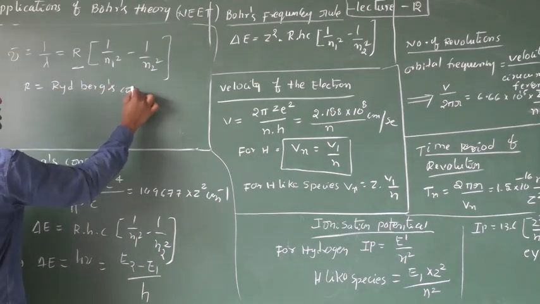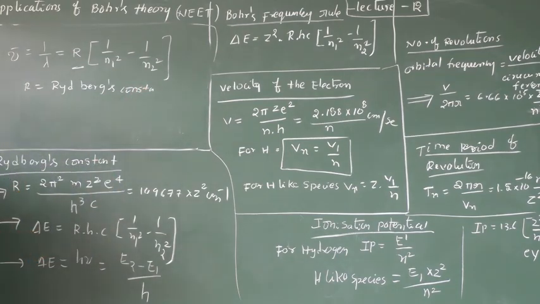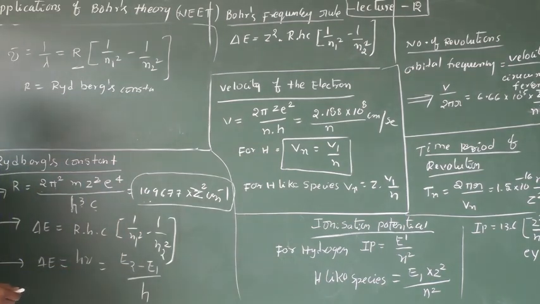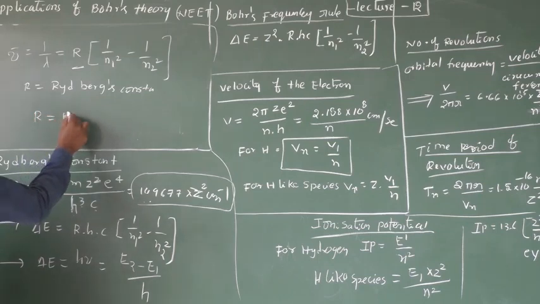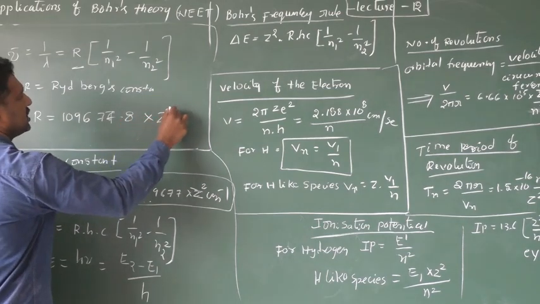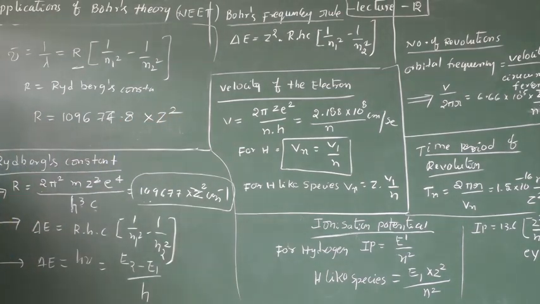So R equal to 2 pi square m Z square e power 4 by h cube c. We substitute the electron charge, mass, pi value, 2 value, h value, and c, the velocity of light, and then we get the value 109,677 into Z square centimeter inverse. That is, R equal to 109,677.8 into Z square.